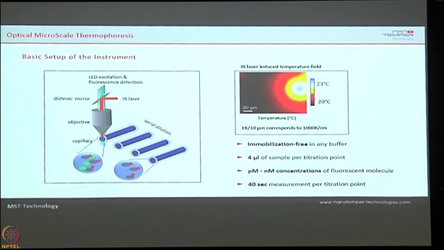So with this basic principle of thermophoresis, we built up an instrument which has two important things. One is a laser, which creates the temperature for thermophoresis. And here, one of the binding partners is fluorescently labeled. So just to see the fluorescence, you have a fluorescent detection unit.